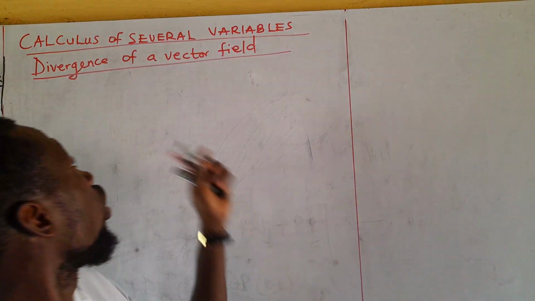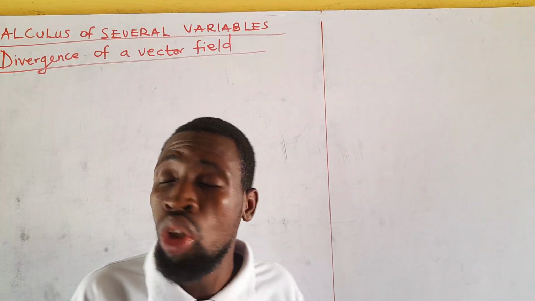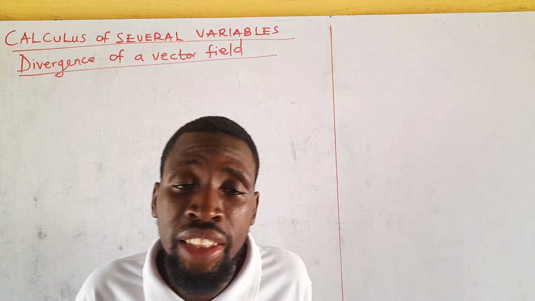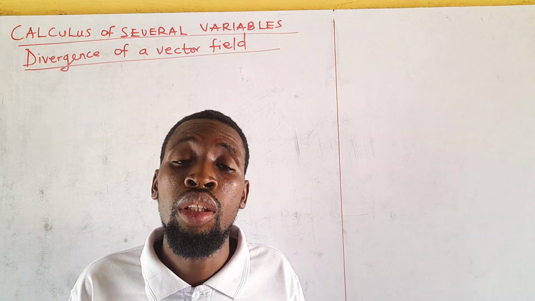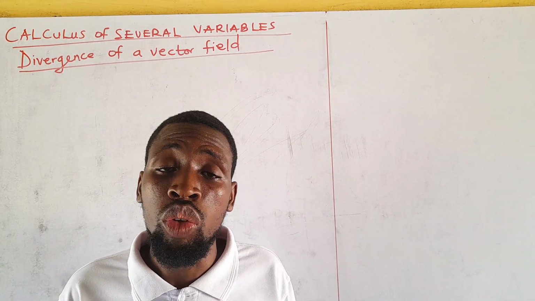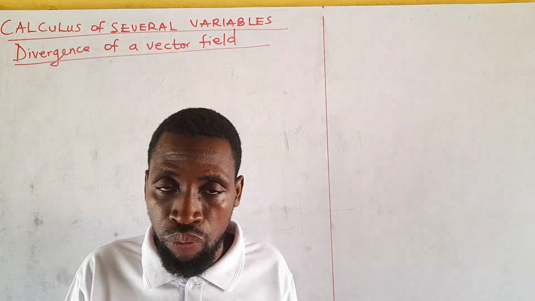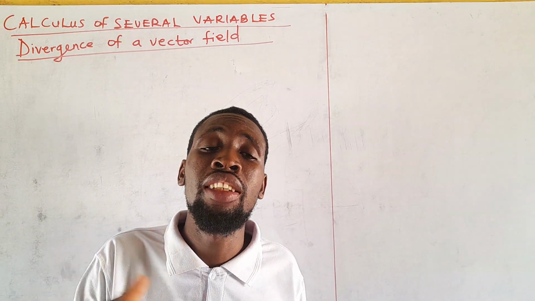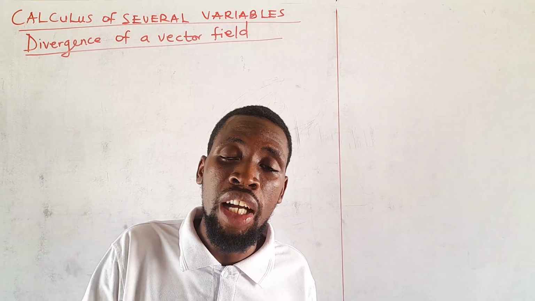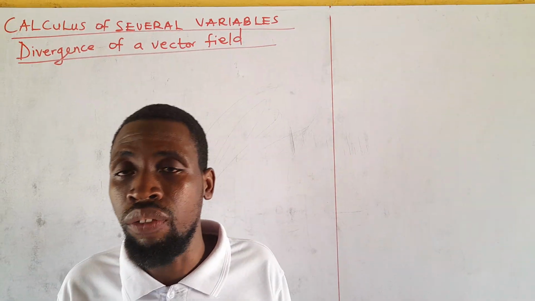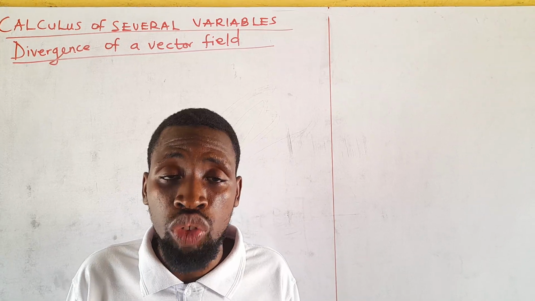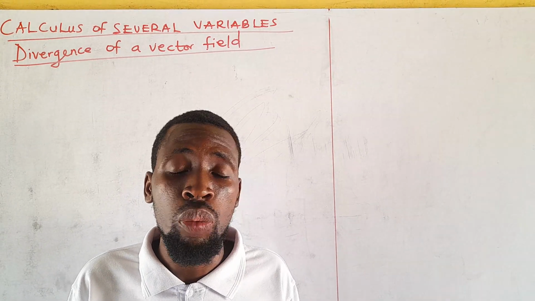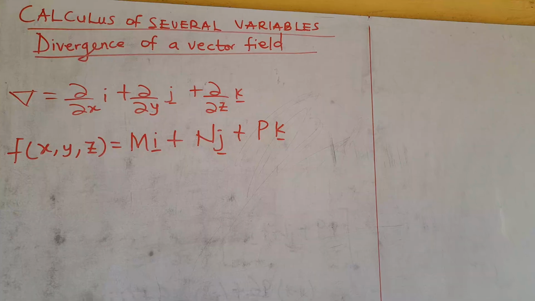Today our discussion on calculus of several variables will be on the divergence of a vector field. Before the video ends, I will take you through what the divergence of a vector field means. Then we'll solve some sample questions by finding the divergence of a vector field. This will be a very interesting engagement, so please be my guest.